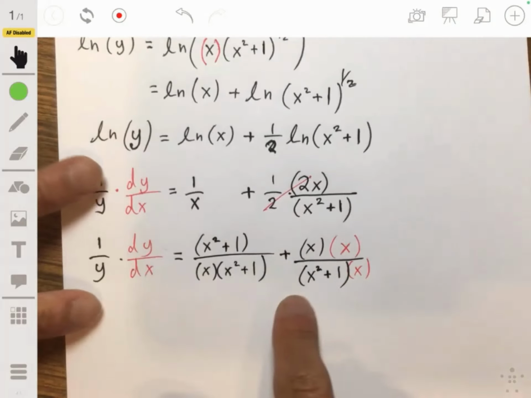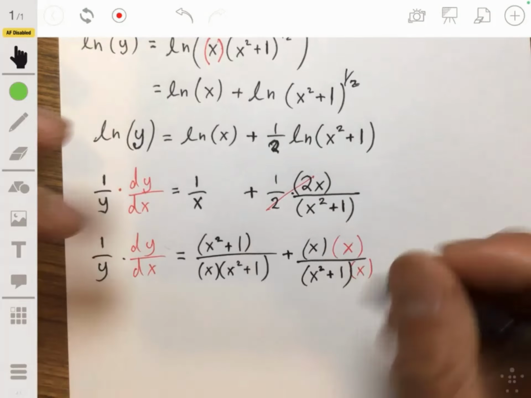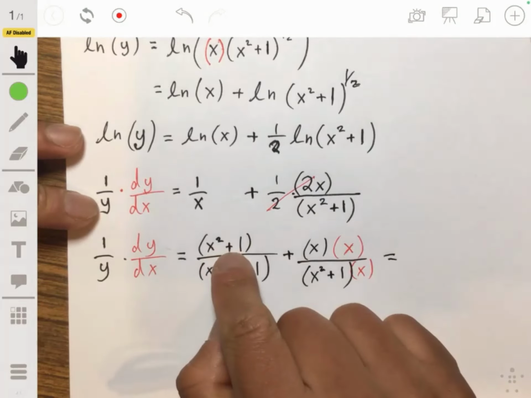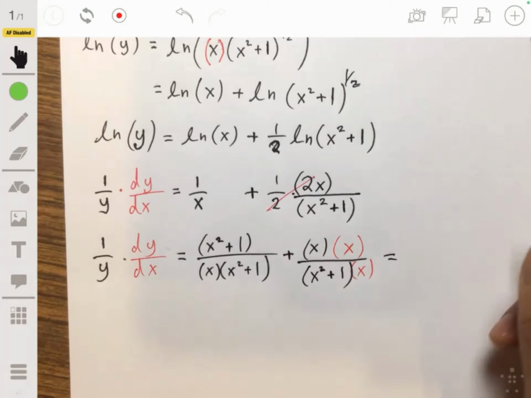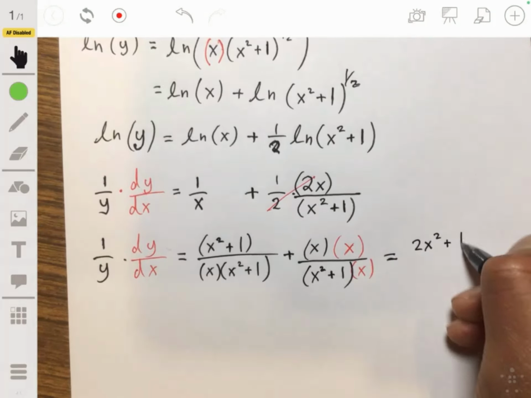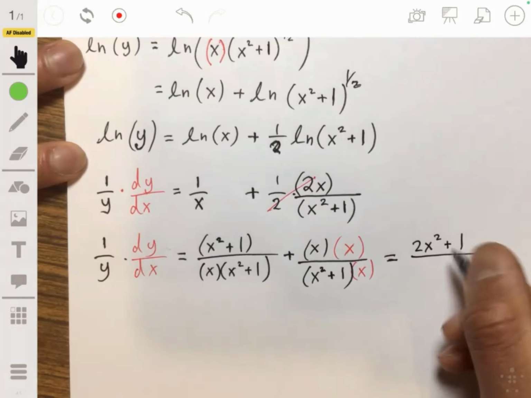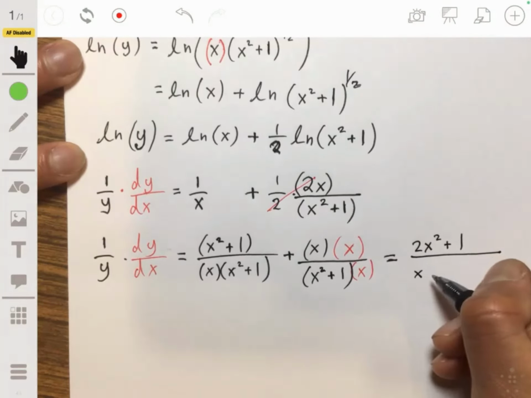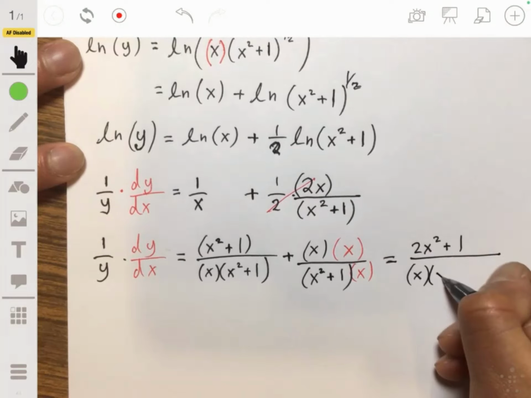Now we can combine them. So on the right side, you'll get x squared plus 1 plus x squared. So we have 2x squared plus 1 on top, all over x times x squared plus 1.